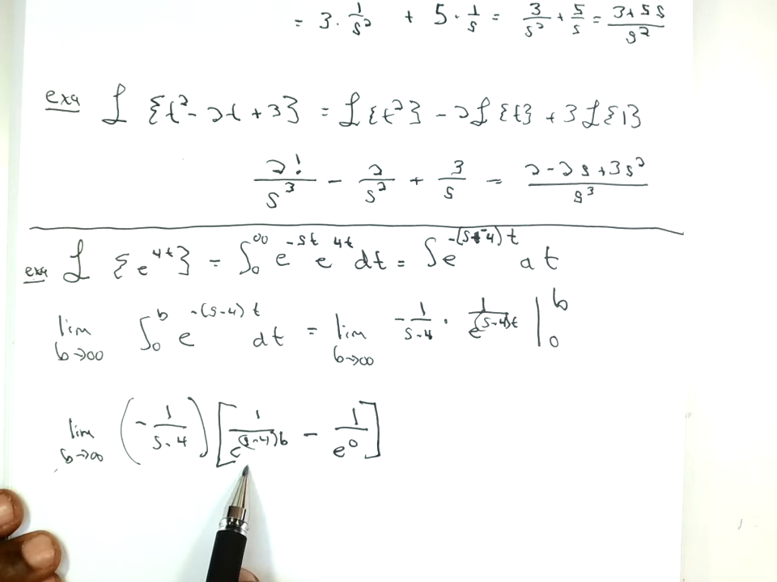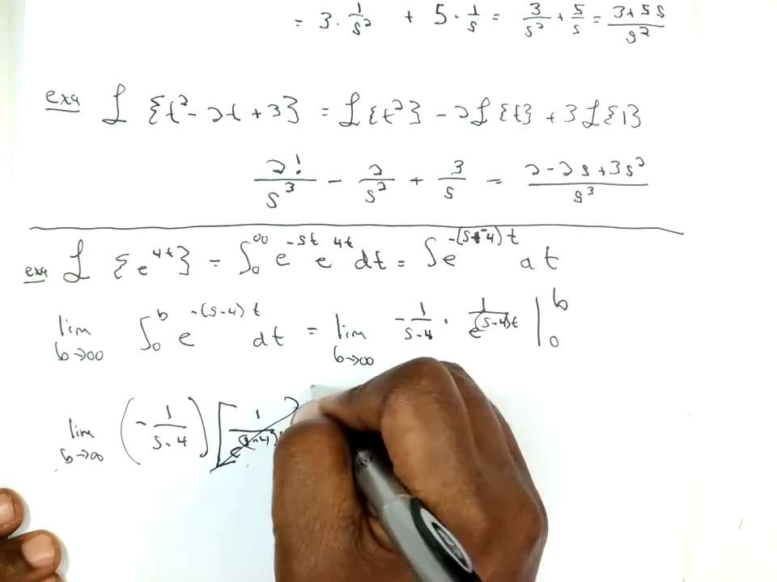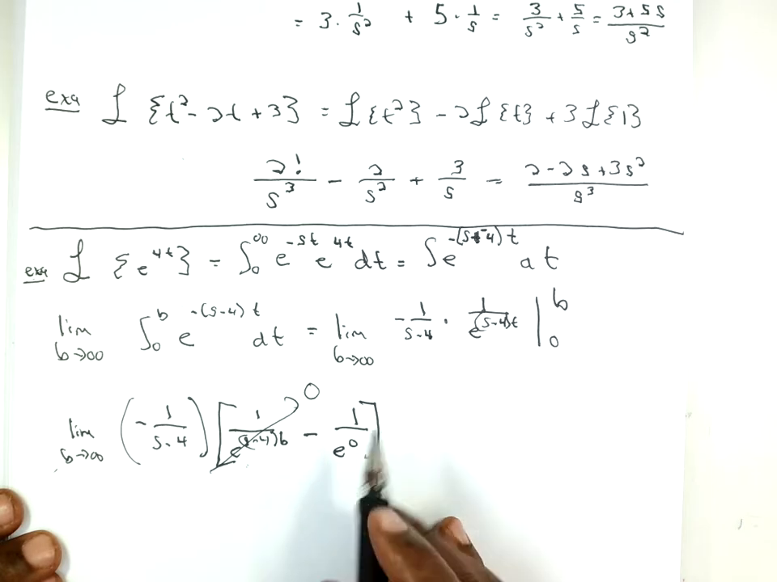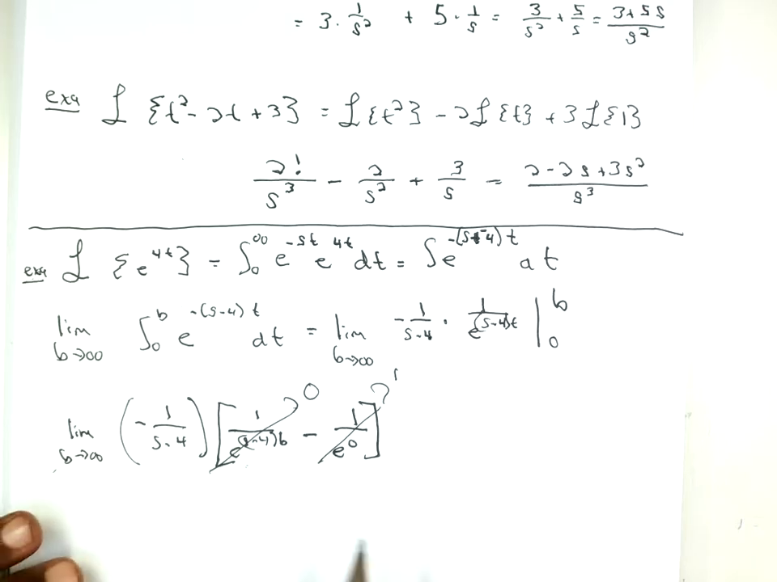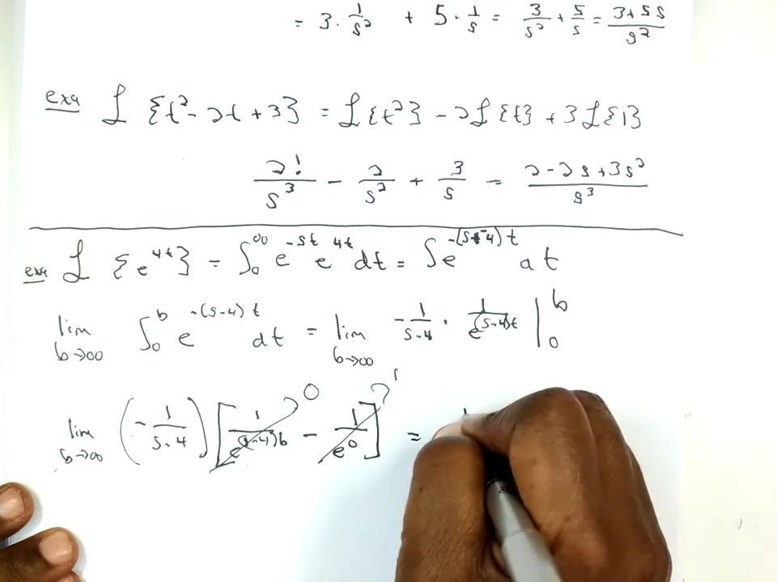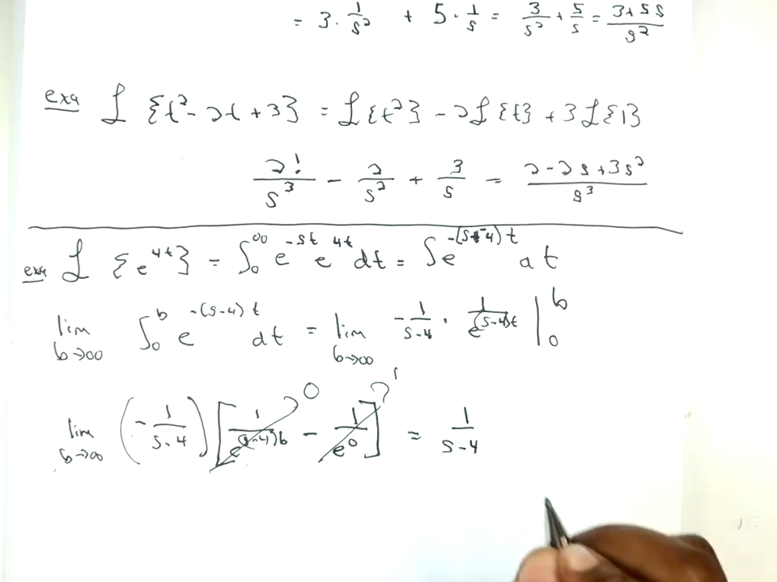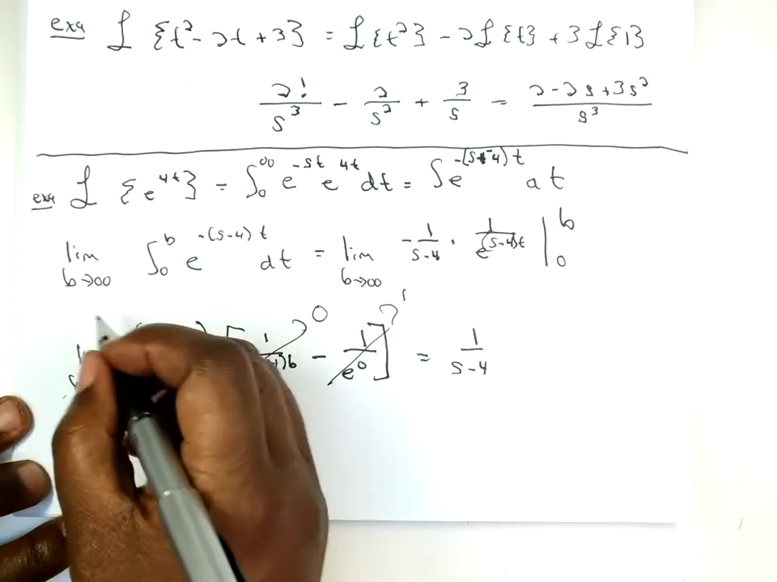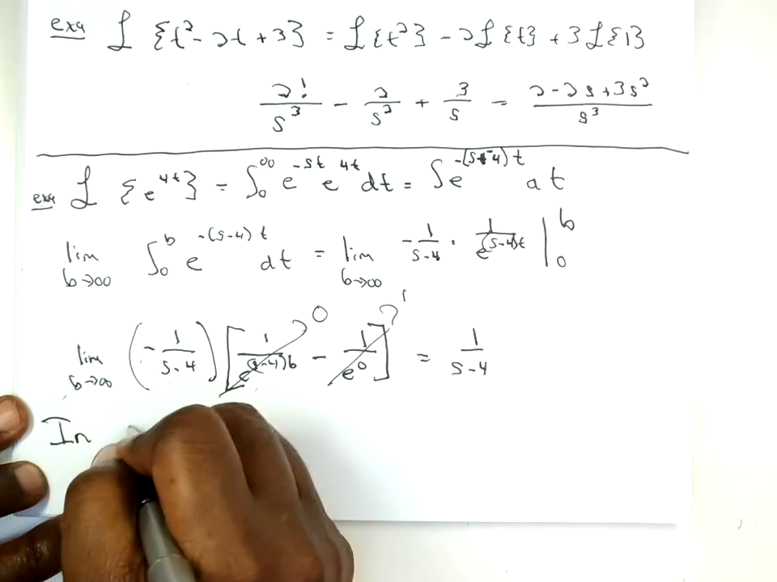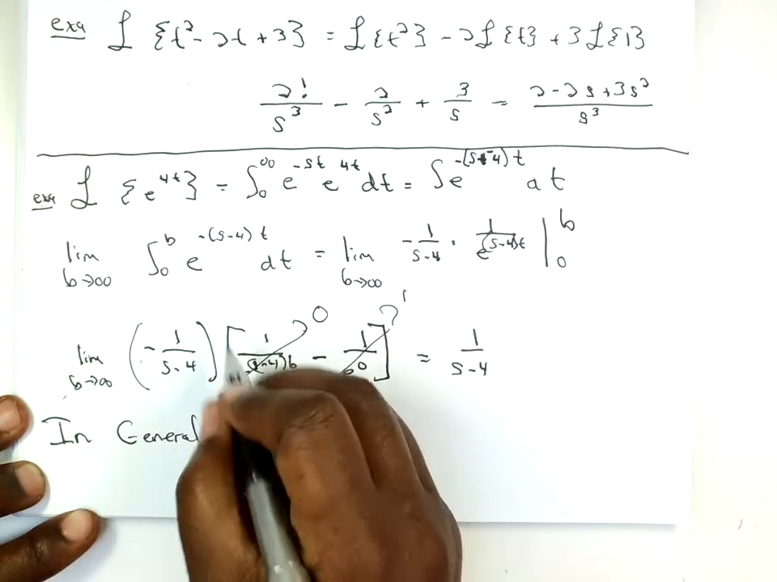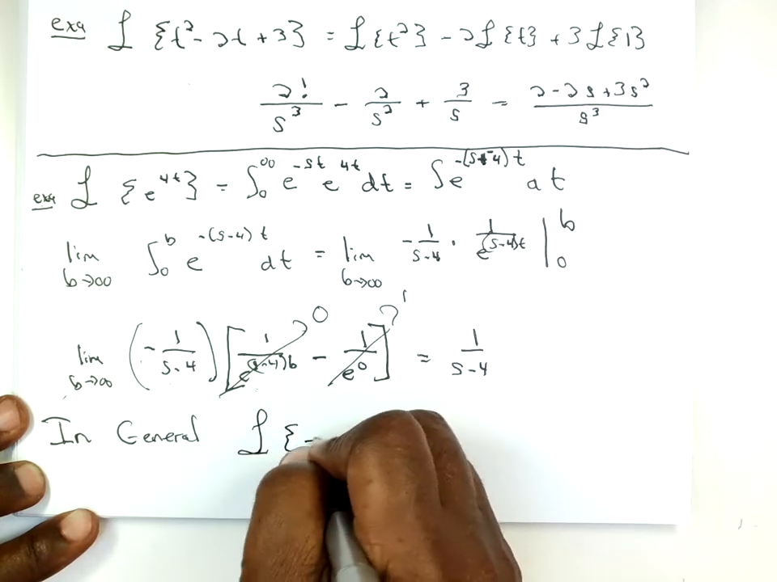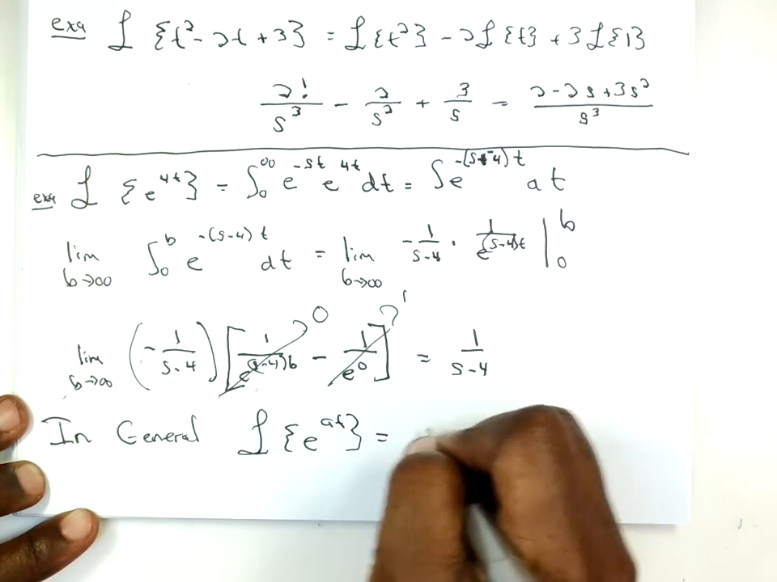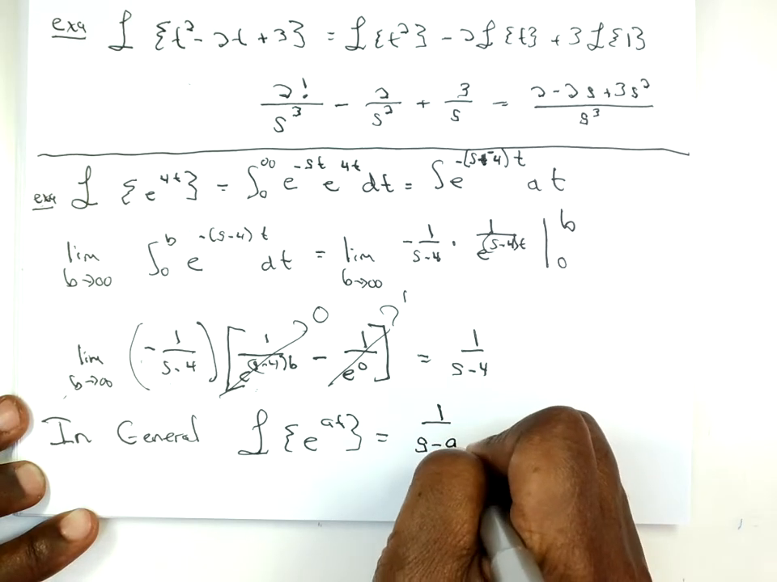So when I take that limit as b goes to infinity, this term goes to 0, and this term goes to 1. So it just equals negative 1 over s minus 4 times negative 1. We just get 1 over s minus 4. So here's our next Laplace transform. So in general, the Laplace transform of e to the at equals 1 over s minus a.